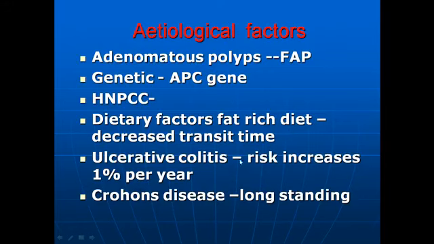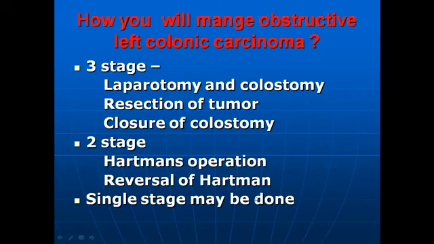Ulcerative colitis increases the risk by 1% per year. If the patient has ulcerative colitis, the risk of malignancy is there. Crohn's disease is not proven. Crohn's disease may cause malignancy, but in long-standing cases Crohn's disease may turn into a malignant one, especially colonic Crohn's.